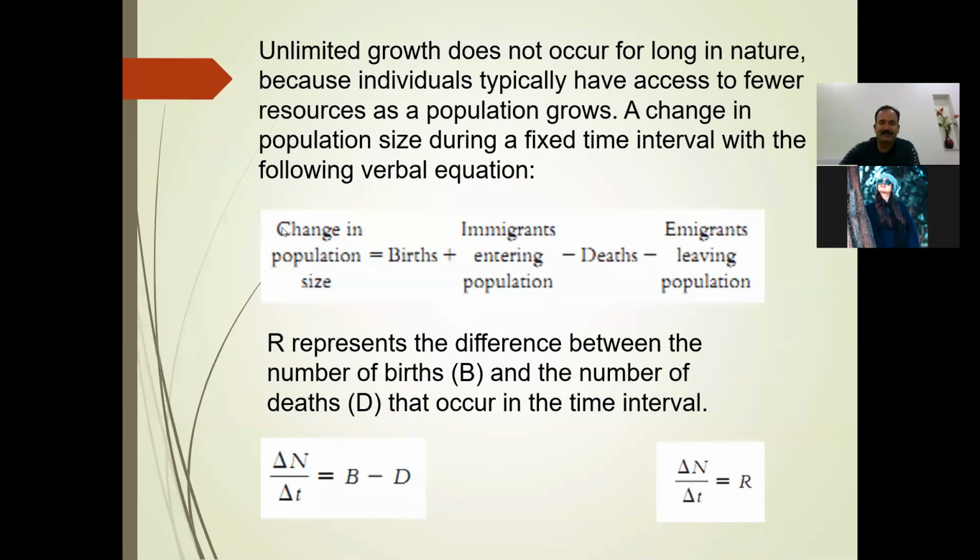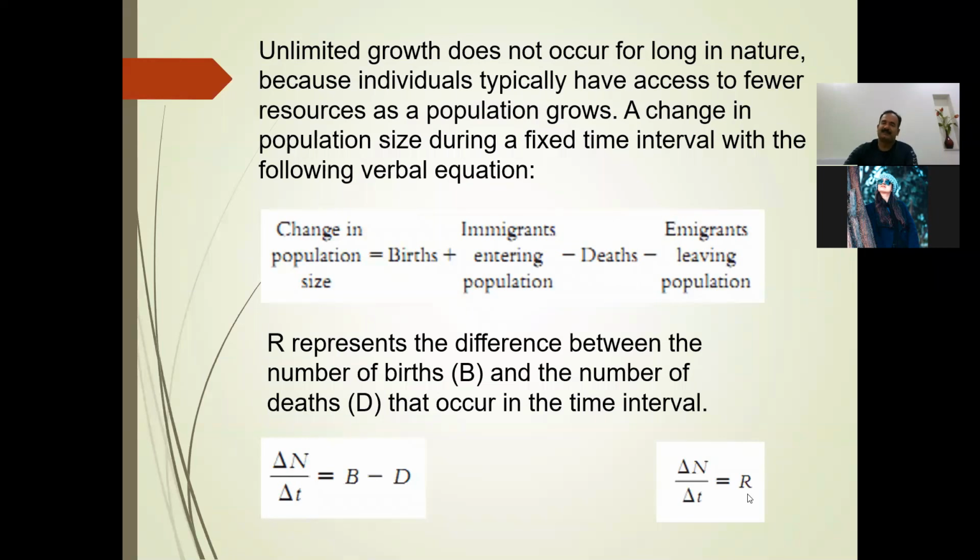We have this equation: change in population size equals births plus immigrants. These immigrants are individuals who enter from other populations. These two factors increase the size of the population. Whereas death rate and emigrants, those individuals who are leaving the current population, are responsible for the reduction of individuals. If we represent this equation, R means change in population size, whereas delta N, delta means change or difference in the population over delta T, the time.